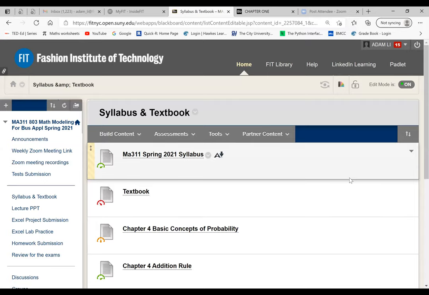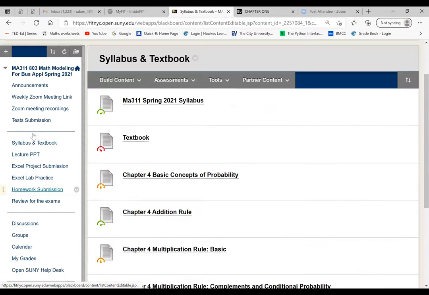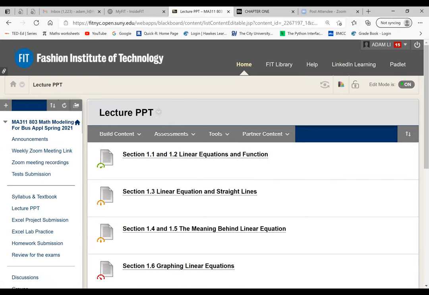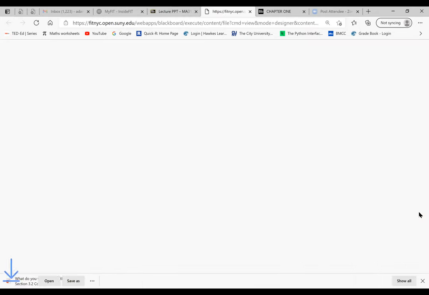All right, I'm going to get started on the new section today, section 3.2. Basically we continue, it's built on section 3.1, compound interest formula, but we look at more interesting cases, combining different compounding periods. Okay, so now I want you to open the PowerPoint on 3.2. We're going to talk about continuous compounding, effective interest rate, and also bond pricing, but one thing at a time, right? First of all, let's look at the continuous compounding formula and how we derive it. I will show you that in a second.